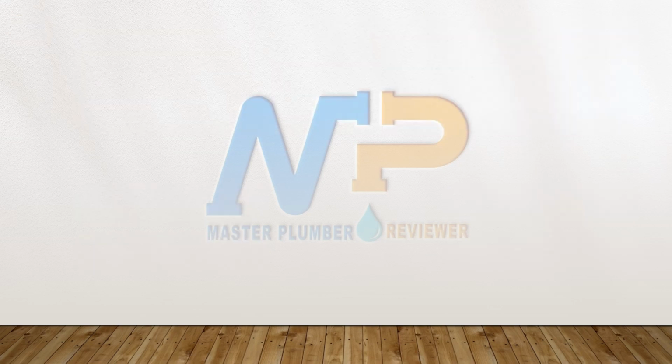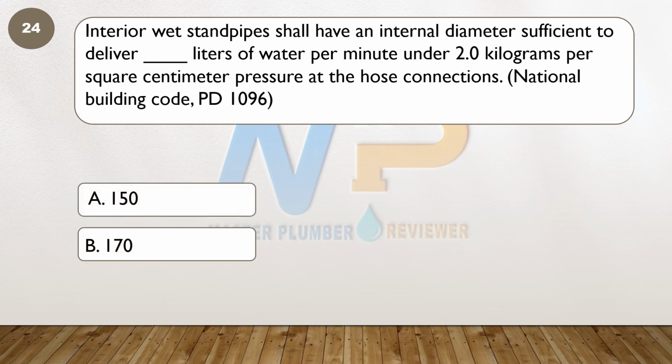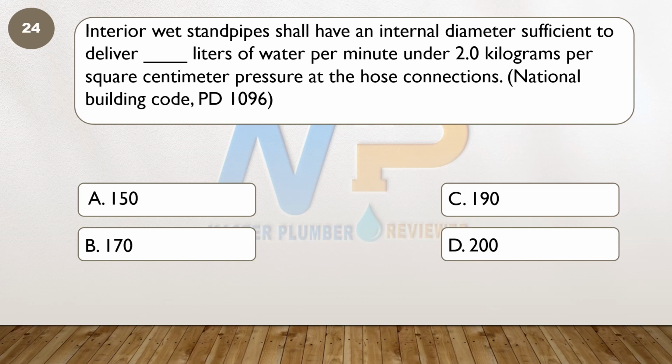Number 24. Interior wet standpipes shall have an internal diameter sufficient to deliver blank liters of water per minute under 2 kilograms per square centimeter pressure at the hose connections. A. 150. B. 170. C. 190. D. 200. The answer. It's C. 190.